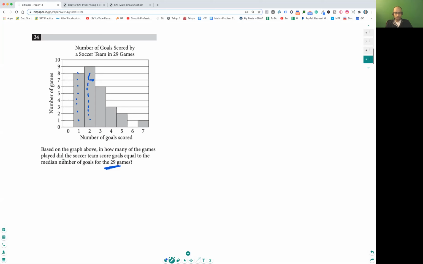So how many of the games played equal the median number of goals? Okay, be careful. How many of the games played? Not the median. They're not asking you the median. The median is for sure 2. But now read it carefully. How many of the games played did the soccer team score that many? So the median is 2, and how many of them are there? You found the median, and now there's 9. Okay, so the answer is 9.